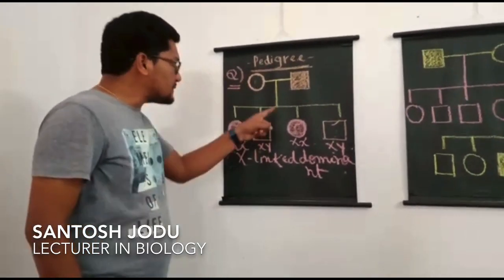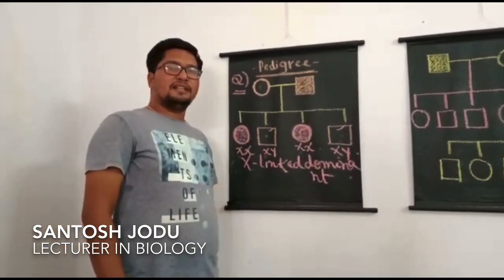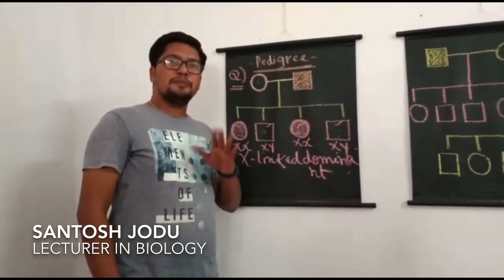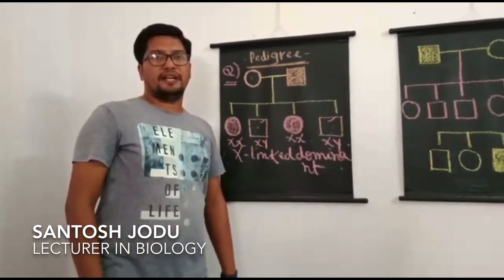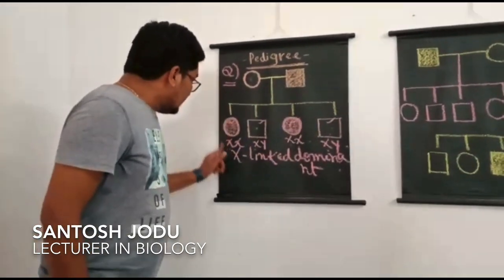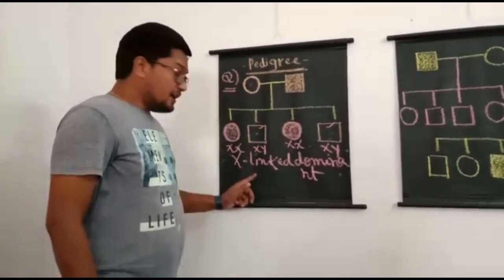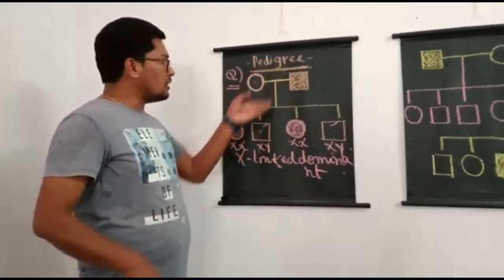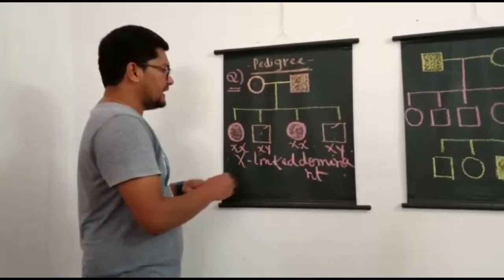And after this explanation, some students may get the doubt, why can't it be autosomal dominant? If you ask me, why can't it be autosomal dominant? If it is autosomal dominant, diseased people are not like this. Here you can see 100% of daughters only are affected. If it is autosomal dominant, what was the case?